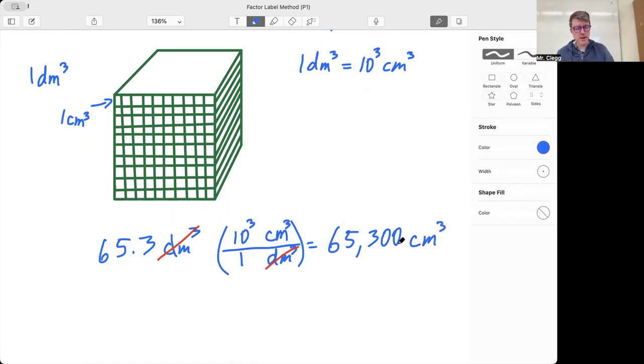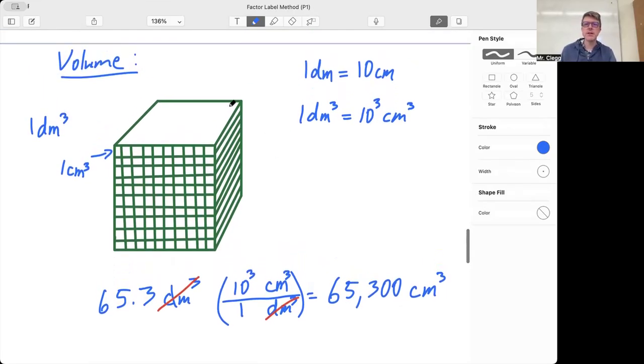All right, guys, this is how we deal with volume and area units, and hopefully this was helpful. You can do this as part of a bigger process, which I'll demonstrate on the actual worksheet in a separate video.